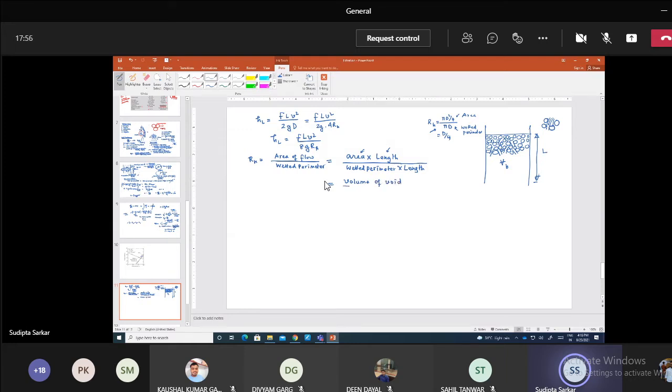All right, and now wetted perimeter over length. So what is the wetted perimeter for each particle? This is the surface area of each particle. Okay, so we can say that for all the particles, over this whole length L, the wetted perimeter times length is nothing but equal to the total surface area that is available. Okay, total surface area of all the particles.